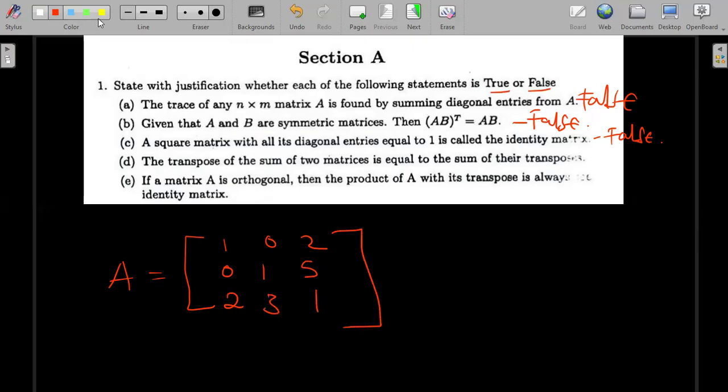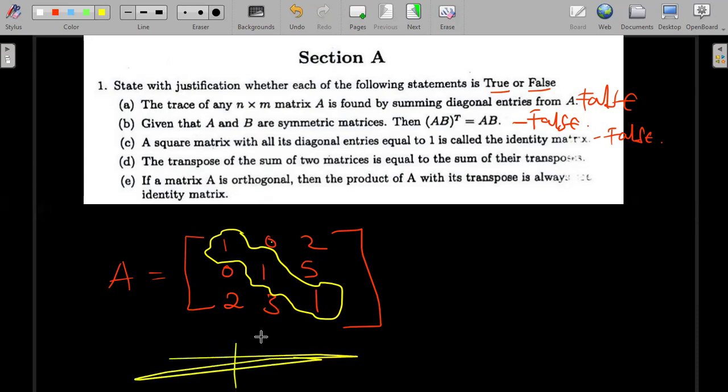So in this matrix, all the entries in the main diagonal are 1, but the entries off the diagonal are not all zeros. So we cannot consider this as an identity matrix. No wonder here we're saying false. It can only be true if all the entries off the main diagonal are zeros.